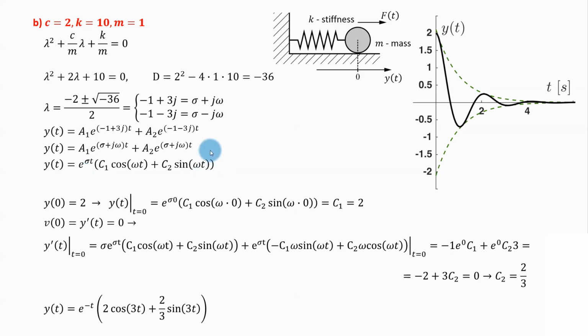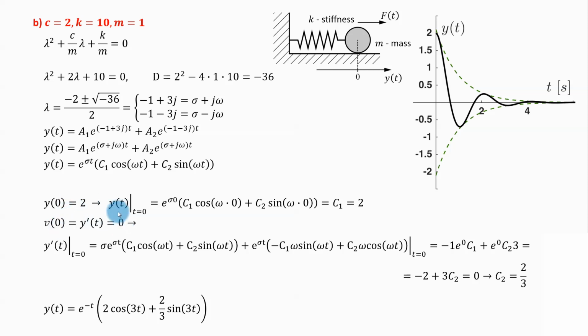There are two differences against this form. First, no complex numbers. That simplifies things. Second, instead of these constants A1 and A2, you need to find these constants C1 and C2. So let's use this form of general solution and find the particular solution for these initial conditions. I will set the initial position to be 2 and the initial velocity to be 0.